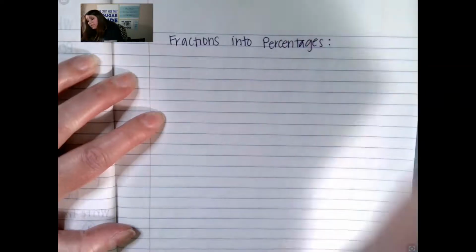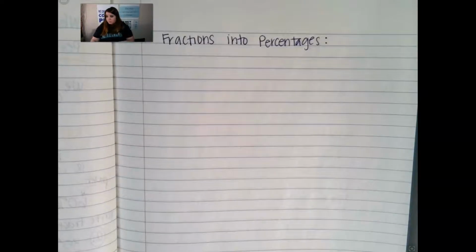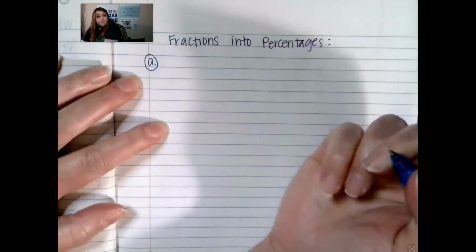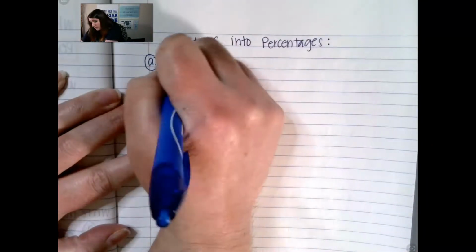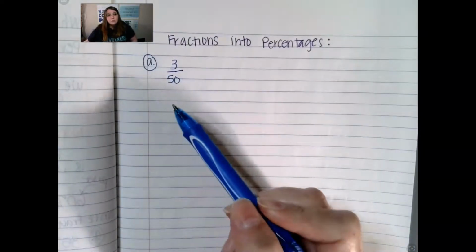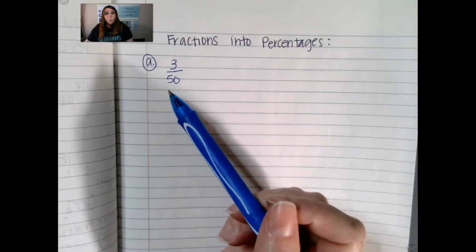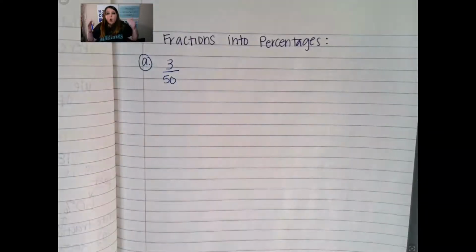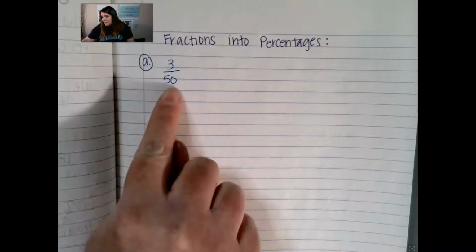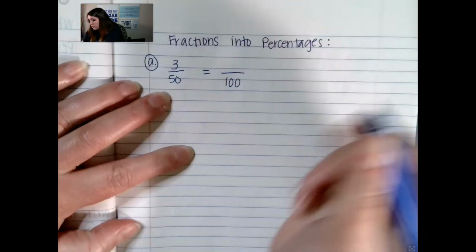All right, so here we're just working backwards from where we started. So if I have the number 3 over 50, this is not 3%. Not 3%. The reason is because it's not over 100. Our fraction always has to be over 100. So I need to make this an equivalent fraction over 100.